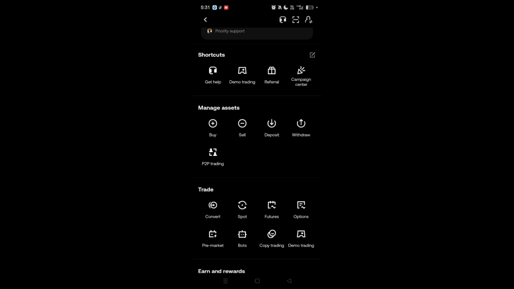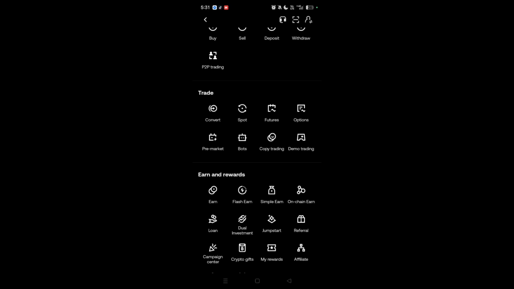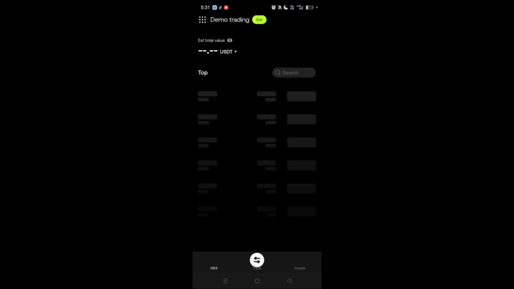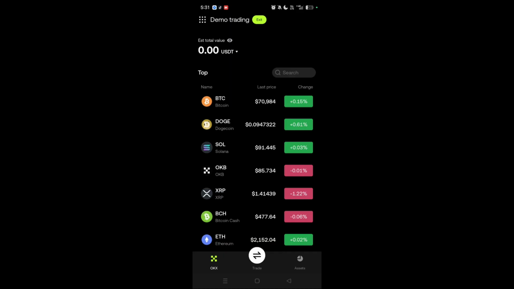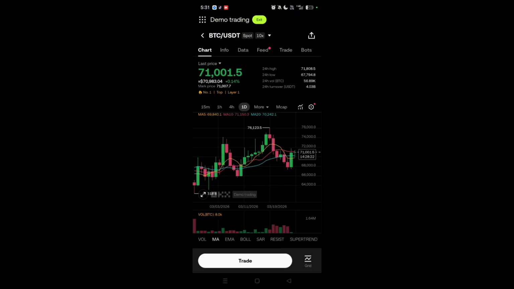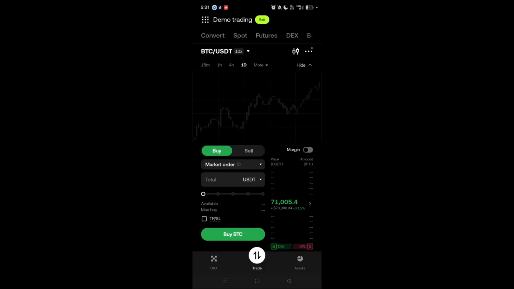As you can see, that's how you demo trade. Find trade, click on demo trading, then click on start demo trading. Here you can practice the trade. For example, we can practice with Bitcoin right there, demo trade. You can trade right here with no worries of losing your actual money.